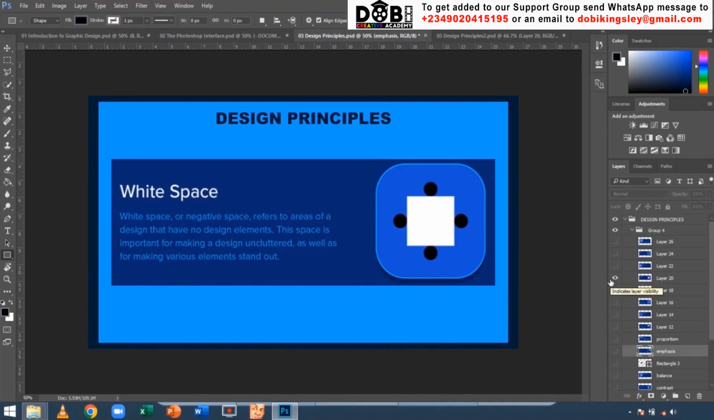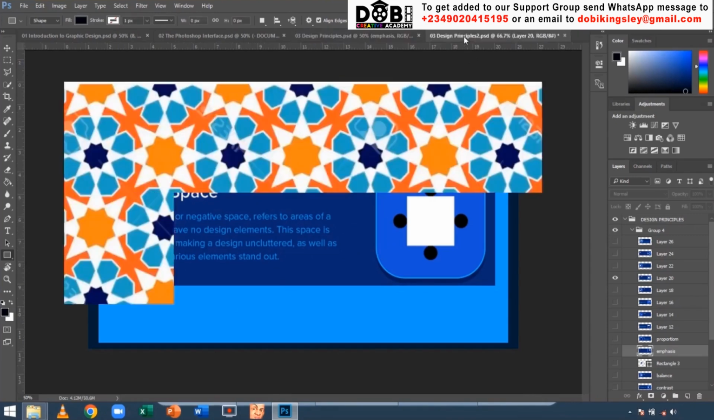What is white space? White space, also known as negative space, just refers to the areas of design that have no design elements at all. So every space in your design is very important. I mentioned it earlier on. You need your designs to be breathing. So there must be space in between the elements so that they are not clamored up. This space is important for making a design uncluttered, as well as for making various elements stand out. So you need white space or negative space in your design.